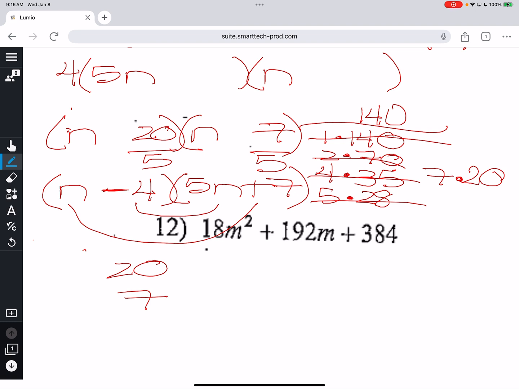Is it fun if you flip it? For me, this is just personal. That answer bugs me. I want it to be 5N plus 7, parenthesis, N minus 4. I like my larger stuff first. And it's just me. It doesn't make it wrong.